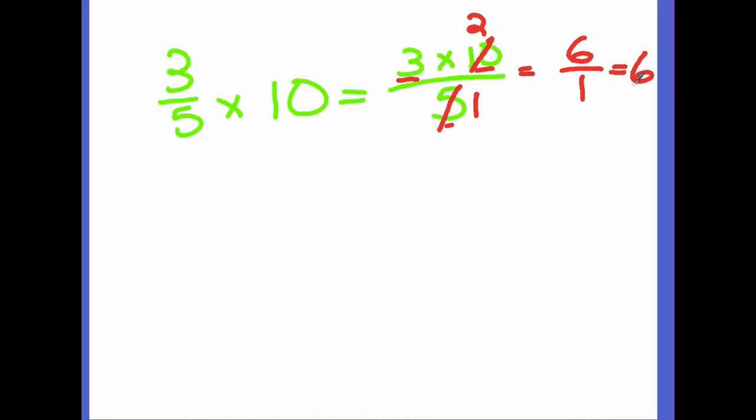Let's look at a larger number. I'll show you why the cross-cancel thing is very helpful. Look at D, number 4D. It says 9/8 times 32.